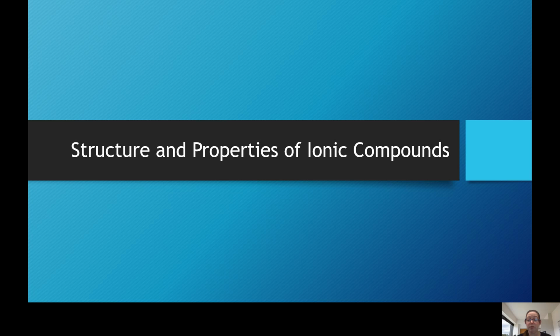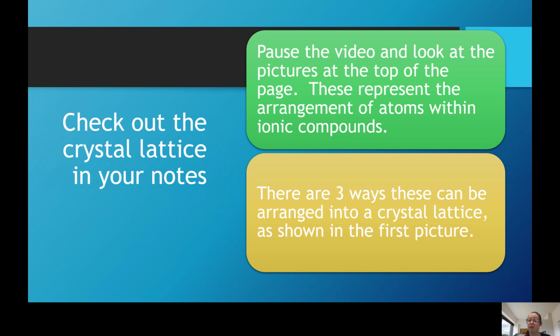If you look at this section of your notes, at the very top of that page, you'll see a bunch of pictures. So take a look at those pictures at the top of the page. These represent the arrangement of atoms within ionic compounds. And there are three ways that these can be arranged into crystal lattice that's shown in that very first picture, right? There's body-centered, face-centered, and just like your simple formation where it's the alternating pattern, okay? So take a look at that, read it over. Pause this if you need to, and then we're going to talk about how that crystal lattice creates some of the properties of ionic compounds.